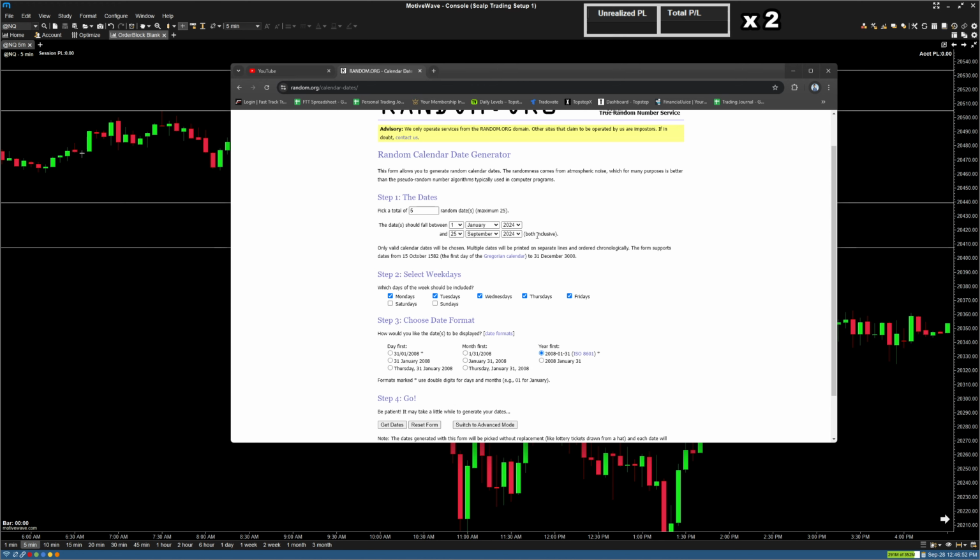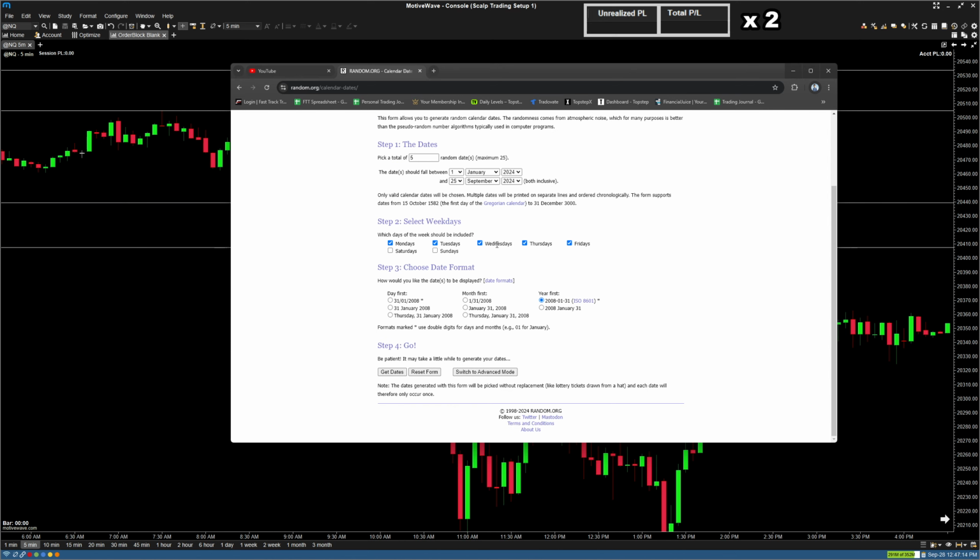Now for the dates, just to stay relevant to the current market conditions, we're going to go ahead and select January 1st, 2024, all the way up to September 25th, 2024. That way we're relevant in data, but we also have a wide variety of days that we can randomly go back to. We're going to select all the weekdays.